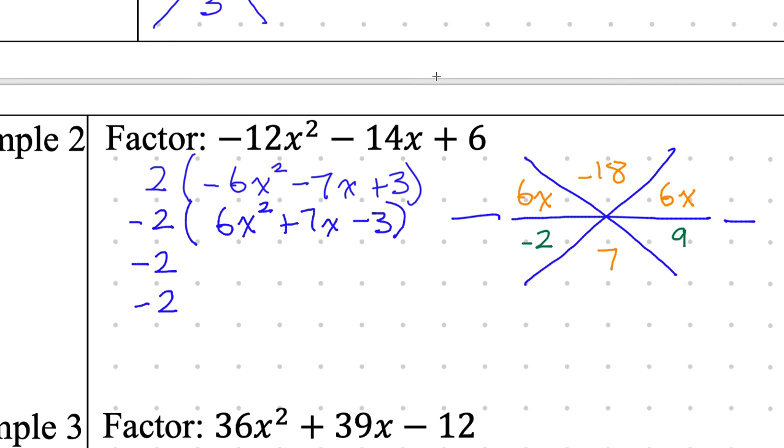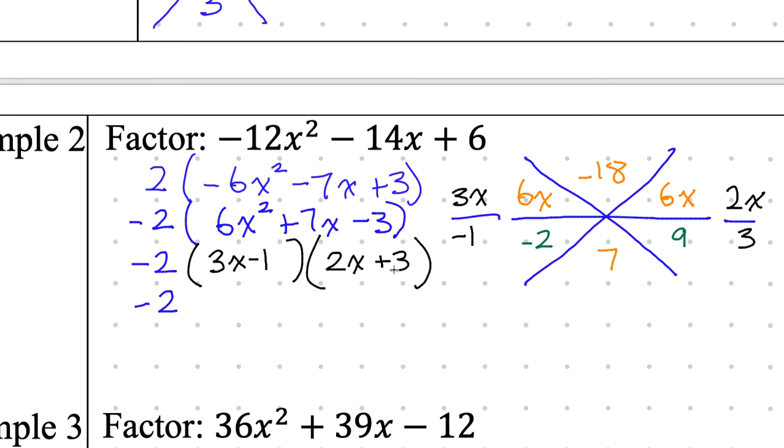On the left you have 3x over -1. On the right you have 6x over 9. That can be reduced though, right? 2x over 3. There it is. 2x over 3, which means our final answer is -2 times 3x minus 1 times 2x plus 3. There it is, and we box it.